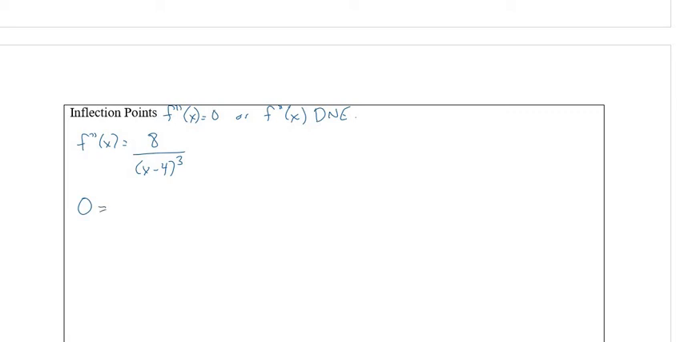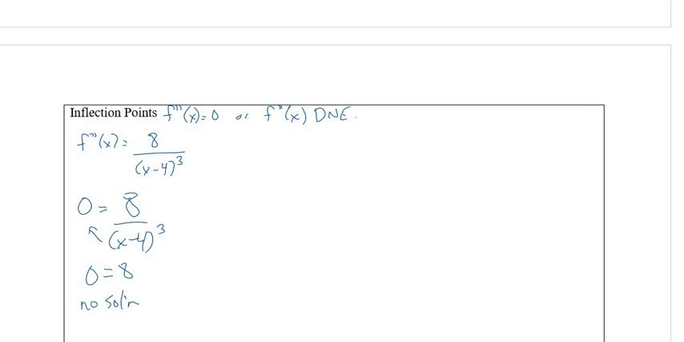So let's start with setting it equal to 0. 8 over (x minus 4) cubed. The (x minus 4) cubed will multiply up, and we get 0 equals 8, which we know doesn't make sense. So in this case, we don't actually have any solutions where the second derivative equals 0.